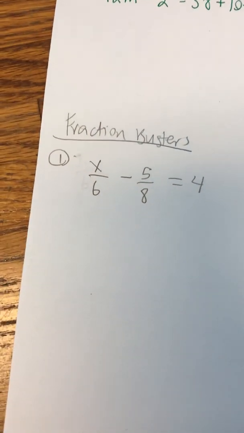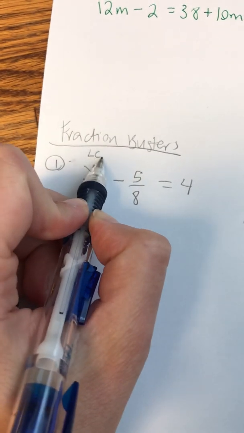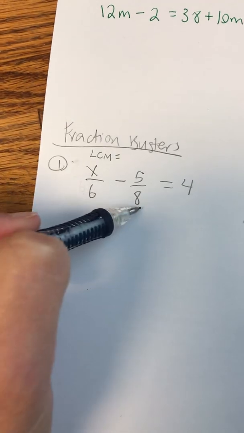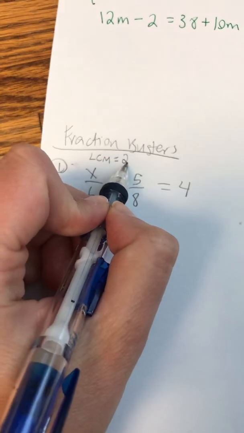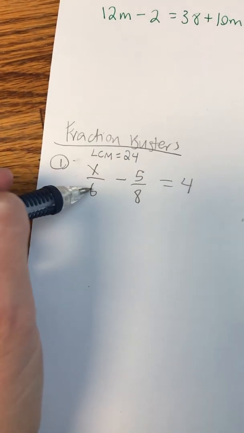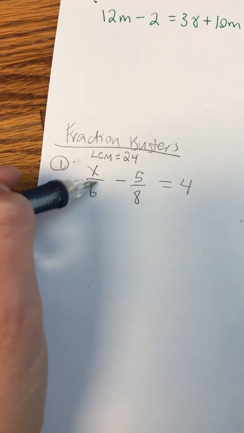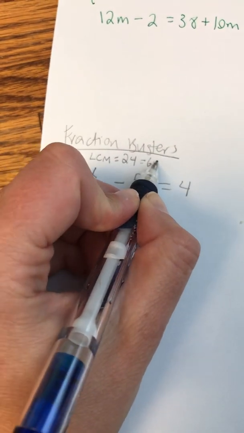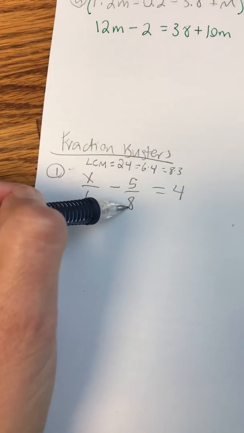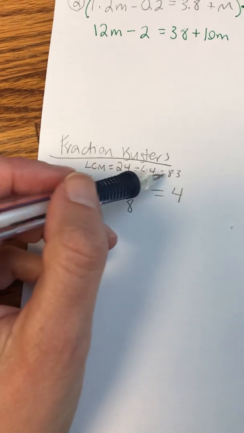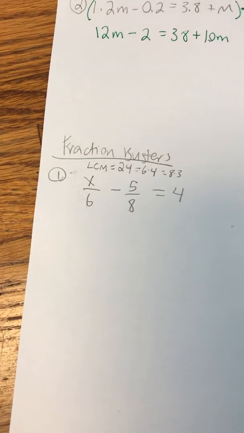And then fraction busters. The main thing with fraction busters is you're looking for the least common multiple of the numbers that are in the denominator. So the least common multiple between 6 and 8 is 24. And then I also write versions of 24 that will help cancel things out. So like 6 times 4 is also the same as 24, and 8 times 3 is also the same as 24. And so I can use these depending on which fraction I'm trying to eliminate.